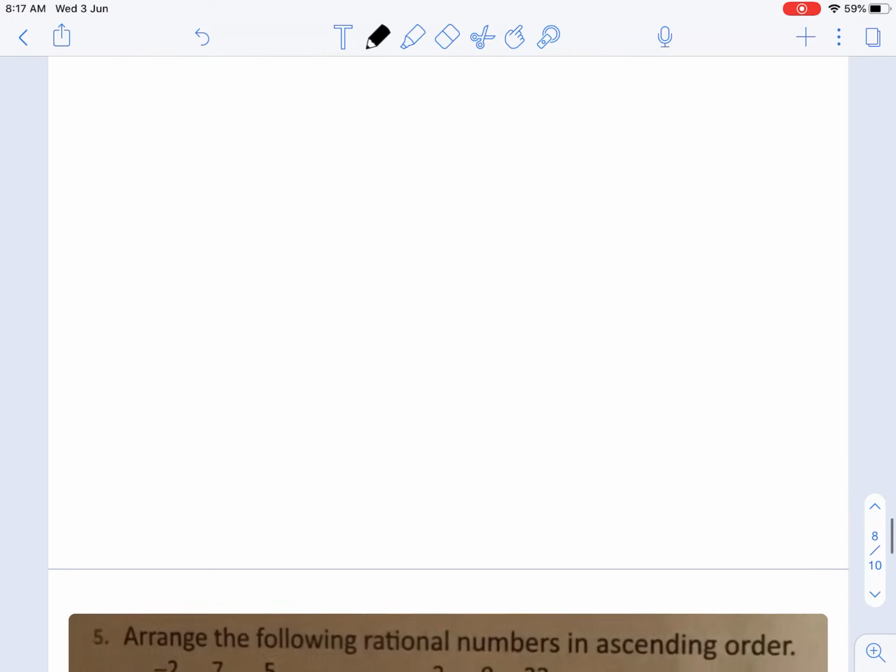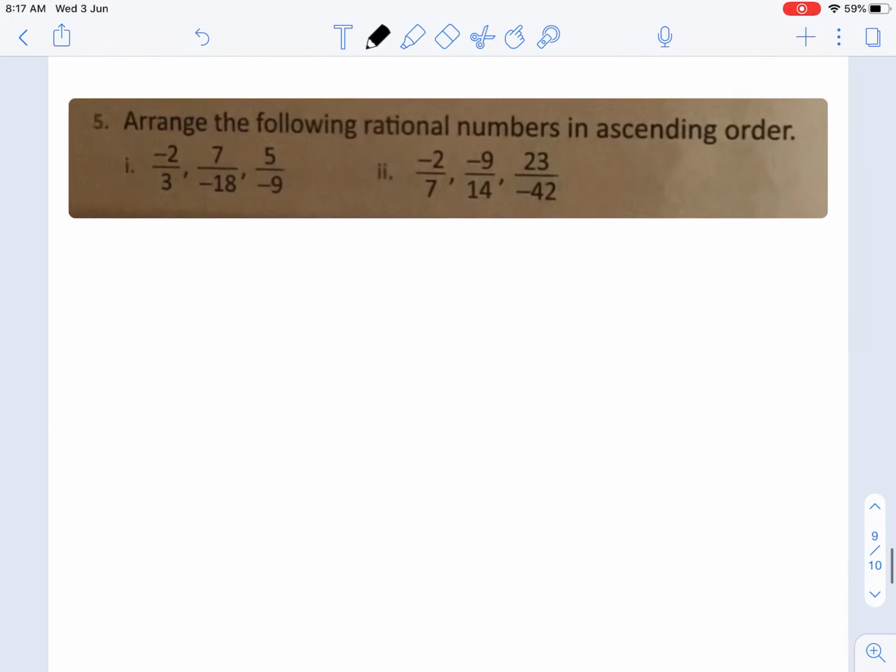Now one last example. This is a little bit different type of example. Here we have to learn to arrange the following rational numbers in ascending order. Ascending मतलब छोटे से बड़ा, smaller to greater number. Okay, so let us copy the first example.